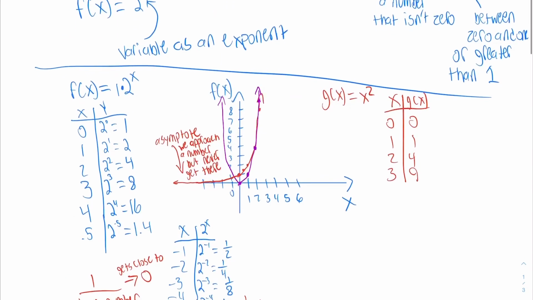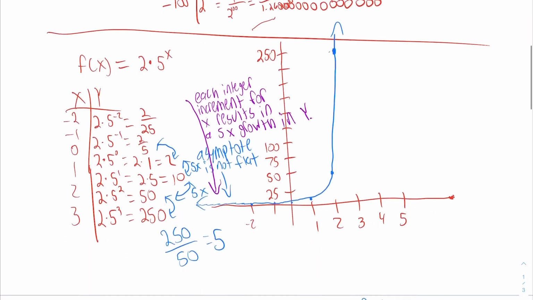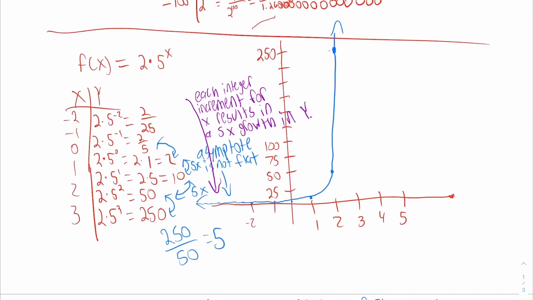For here, we went from 1 to 2. That's 2x, 2x, 2x. In this one, the growth is a factor of 2 times. And in this one, the y increased by 5 times.